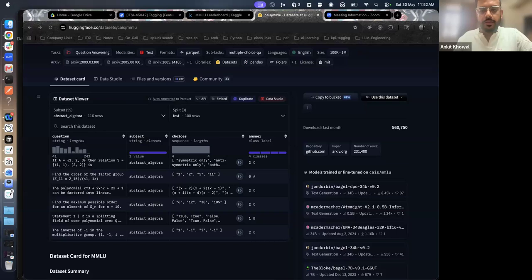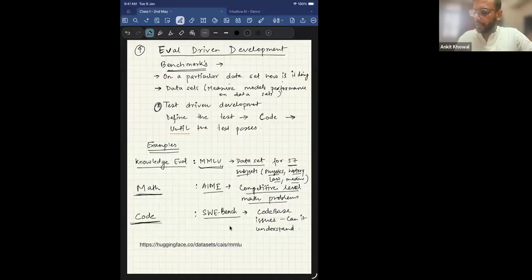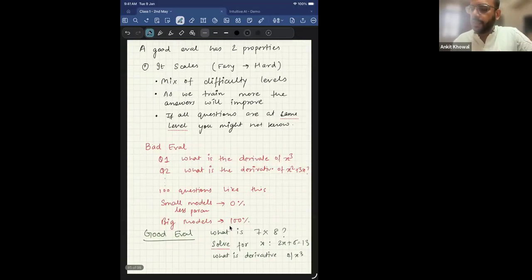Okay. Now let me come back and show. Move to the next part. This is how a data set looked like, right? So now, like I said, when you are designing a data set for eval, or when you are designing an eval, a good eval has two properties, right?